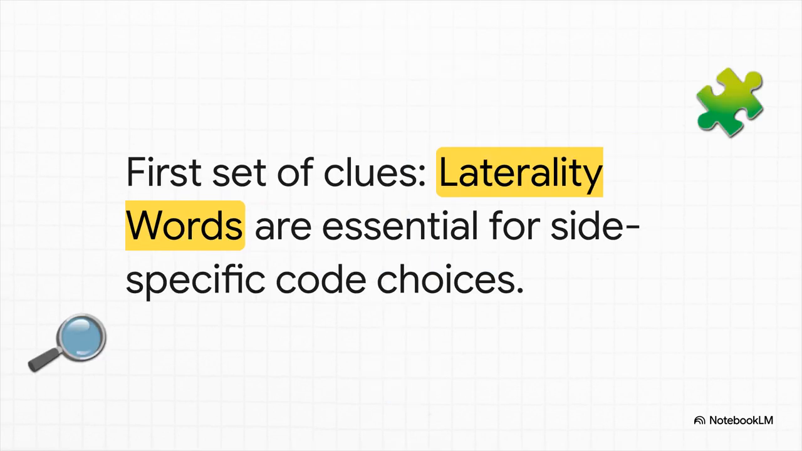Okay, let's dive straight into our first set of clues. Laterality trigger words. Laterality is hands down one of the most frequently tested specificity elements you're going to see. Why? Because it directly dictates your side-specific code choices. You absolutely cannot afford to guess when it comes to which side of the body a procedure was performed on.